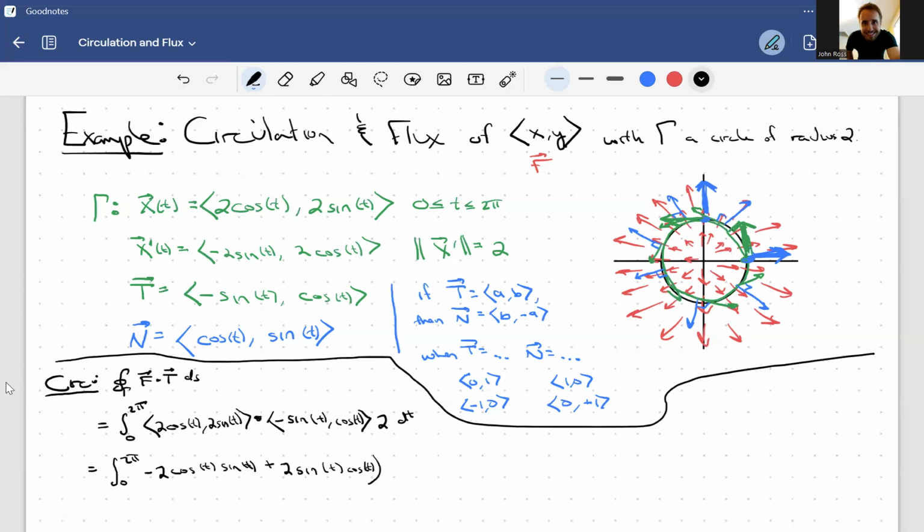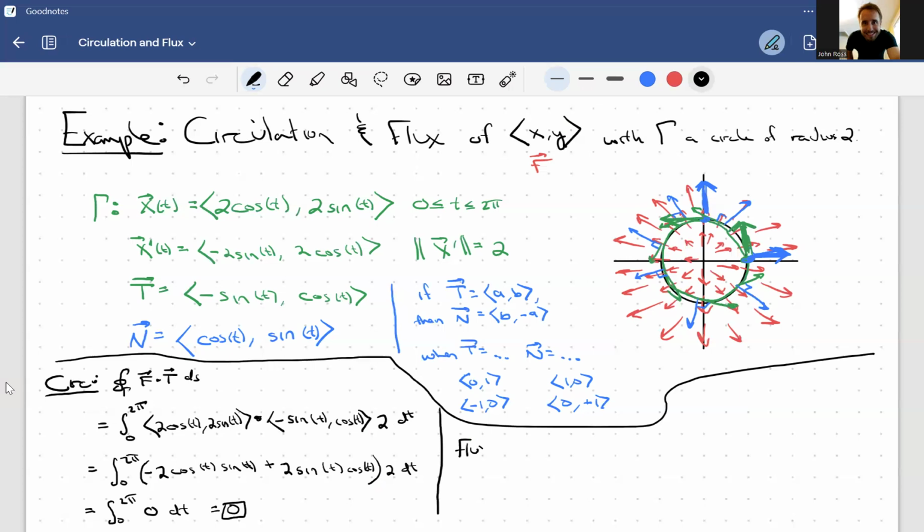All of this is multiplied by 2, but as you can see, that doesn't matter. The negative 2 cos t sine t and the positive 2 sine t cos t will cancel each other out. So this will just be the integral of 0 dt, and we get 0 as our answer. So the circulation of this vector field around this curve is 0.